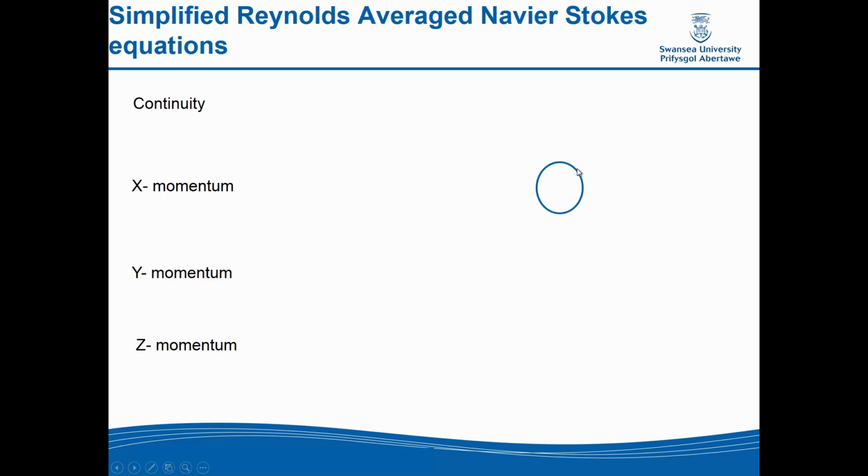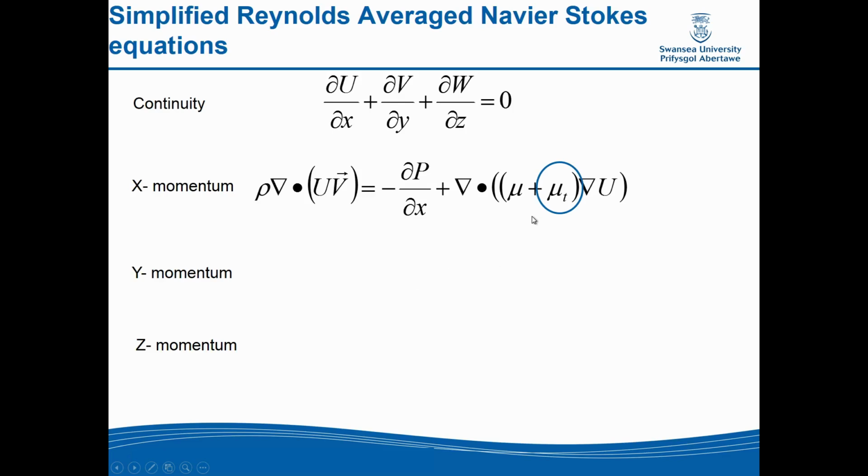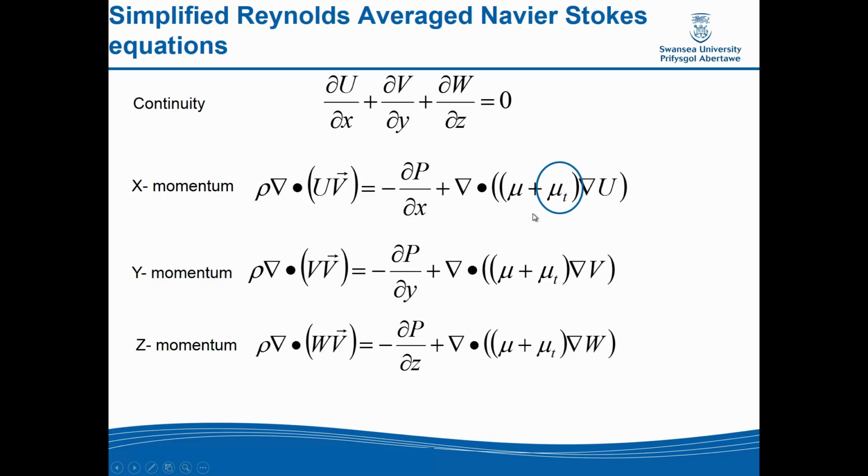I'm not going to go through all that, just to say that you can simplify them so that when you solve in ANSYS Fluent, you are actually solving the Reynolds-averaged Navier-Stokes equations, and everything is very similar to Navier-Stokes, except that on the right-hand side you have a value which is modifying the viscosity, called the turbulence viscosity.